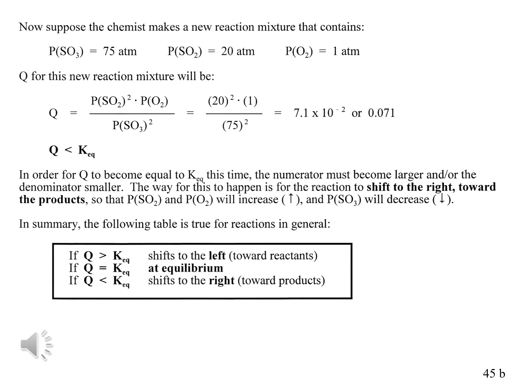I summarize this in the table at the bottom of this page, or in this little square box, because we're going to use this over and over again in different lectures in the class. Whenever Q is greater than K, you shift to the left. If Q is less than K, you shift to the right. The thing is that you can remember this.